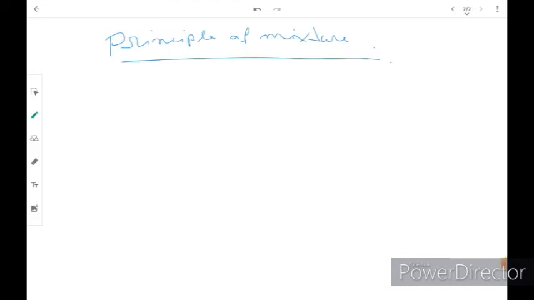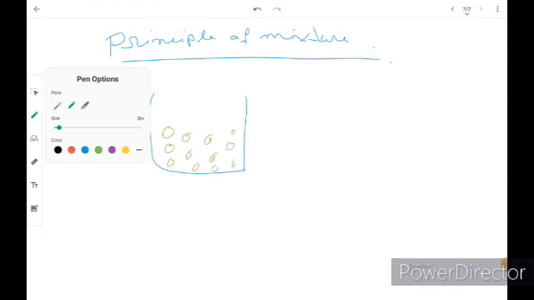Now suppose here are two things. I am mixing two things here. One is the green one, and the other one is the yellow one. This is the yellow color. Now what happened?